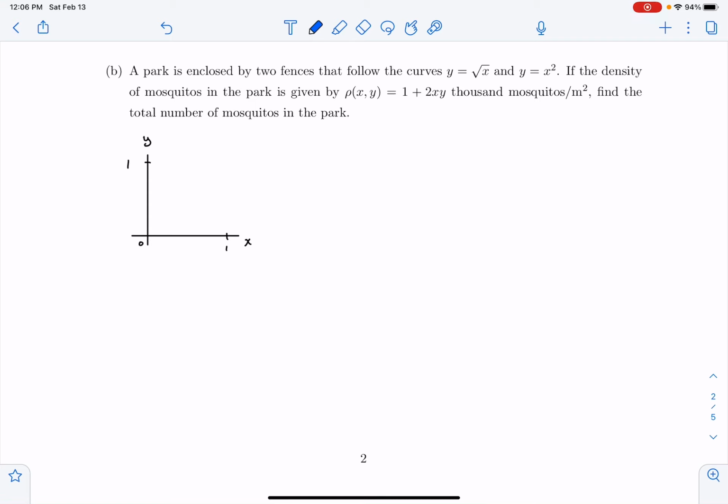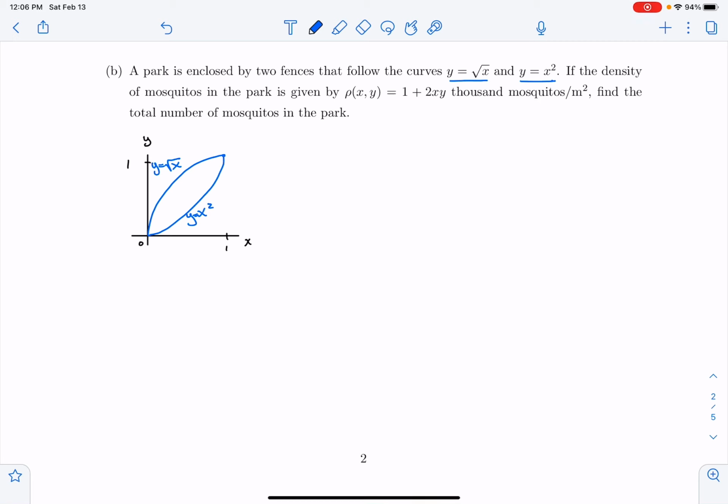So first I need to draw this park. That's y is equal to square root of x. Then y is equal to x squared. So it makes this interesting shape. Those curves clearly do intersect at the point 1, 1. Now I'm going to describe this. I can describe this one as either a type 1 or a type 2 region, but because these functions are already written as y equals square root of x and y equals x squared, I'm going to go ahead and think about it as a type 1 region.